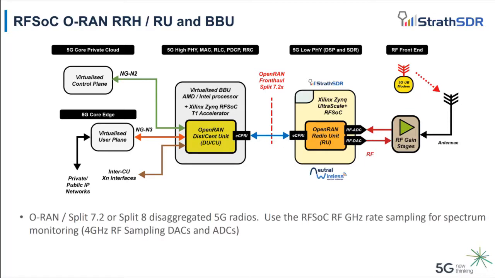Here's a simple disaggregated radio, or a split 7.2 ORAN, whatever terminology you might want to use. On the very far right, we have the RF gain stages. You'll probably be working in particular bands, with suitable antennas and gain, and then you'll go into the radio unit. We've illustrated this radio unit as receiving in a couple of RFADCs and DACs, using Xilinx RFSoC technology.